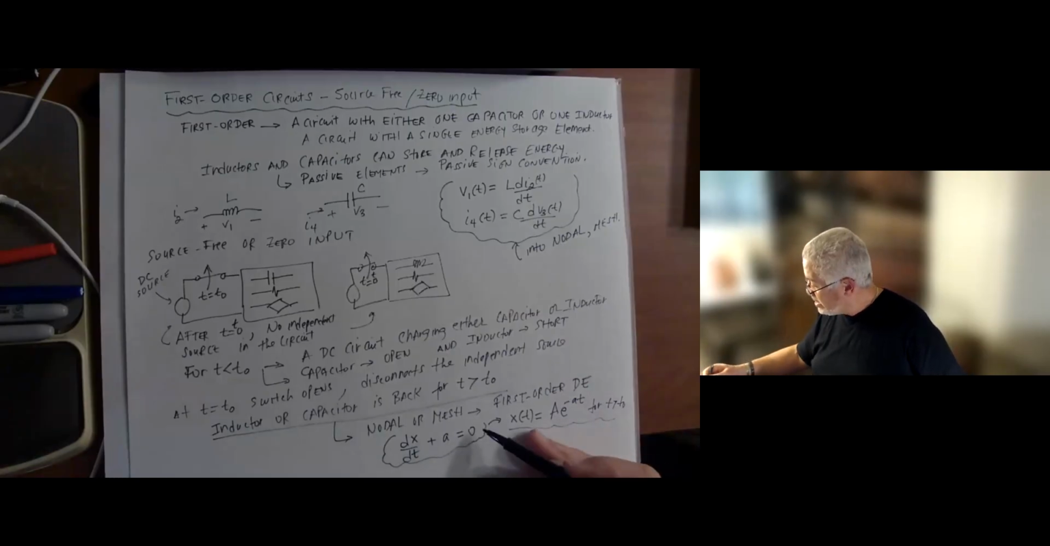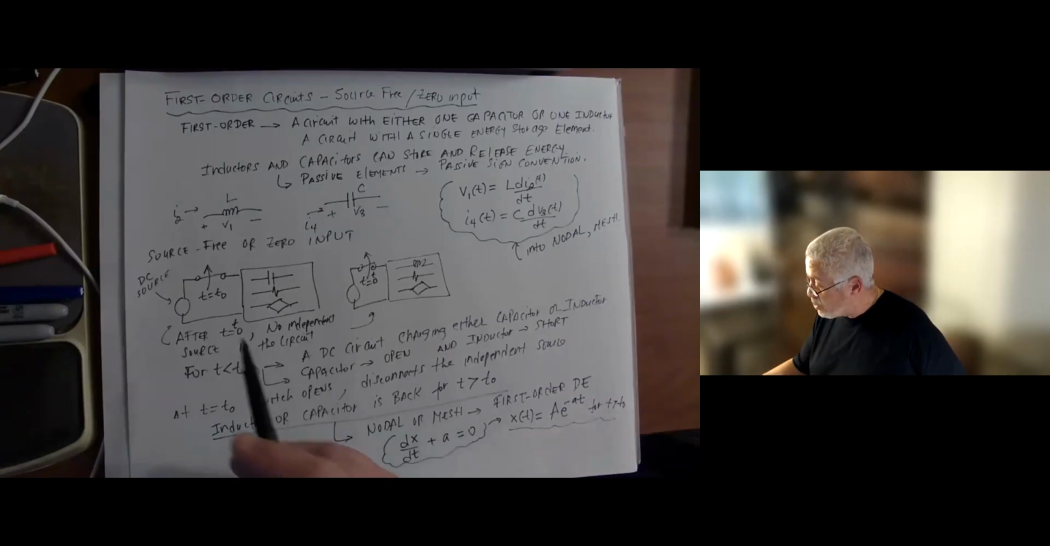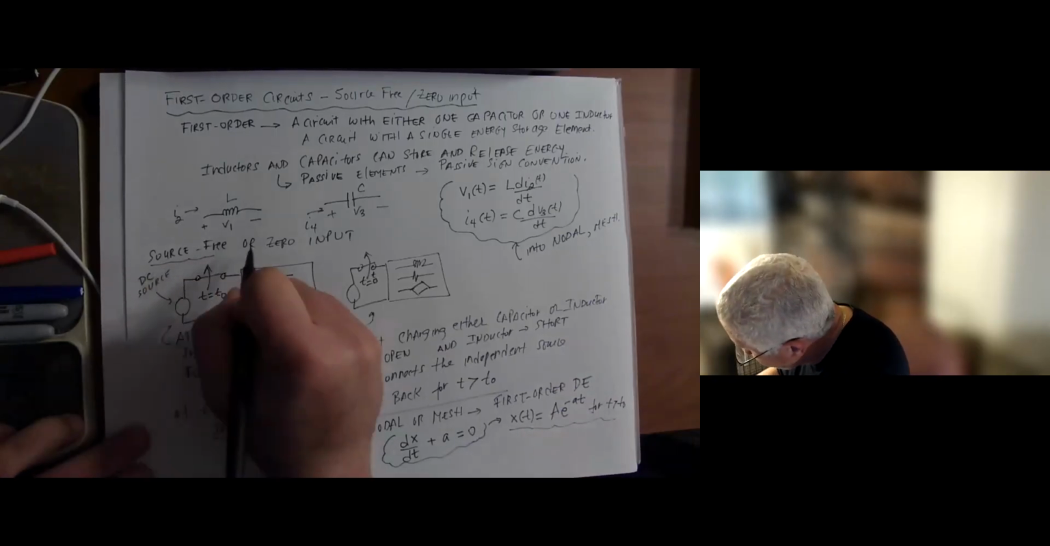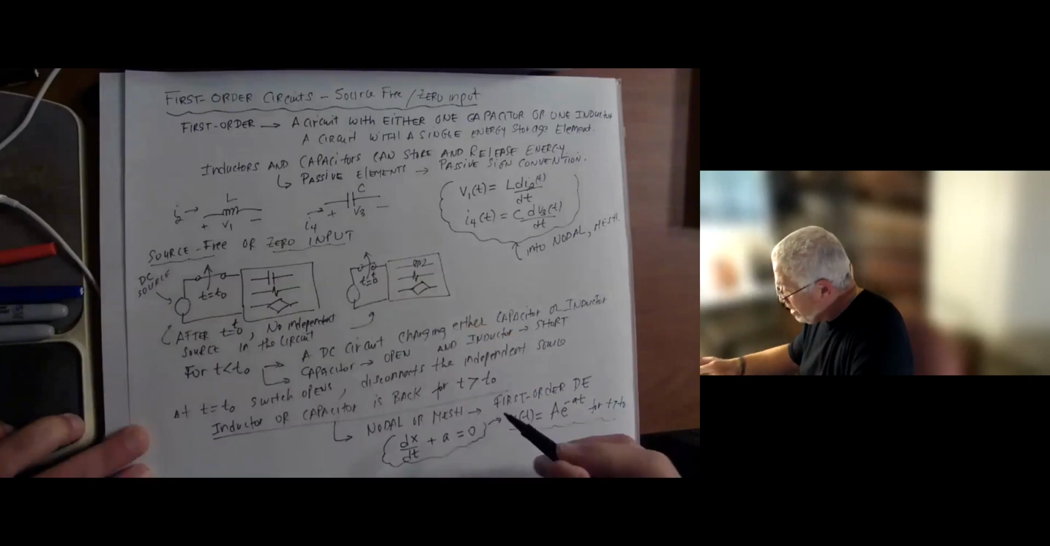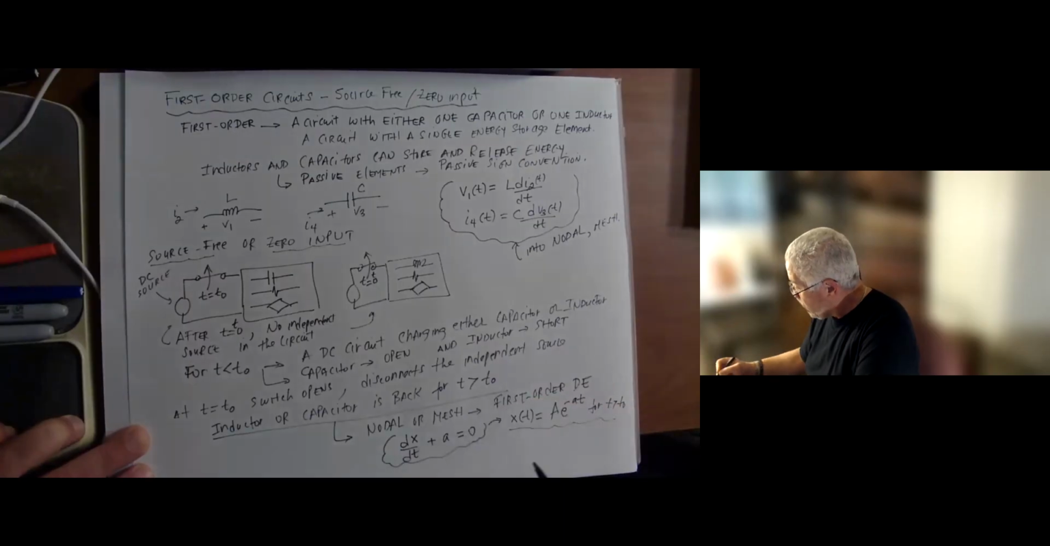You can really see this as a homogeneous differential equation. It maps very nicely to a source-free or zero input. Because it's source-free, the right-hand side is zero. And that really is the standard solution for your homogeneous first-order differential equation with constant coefficient.